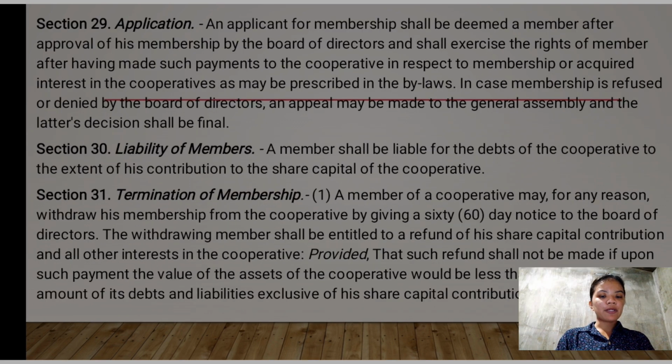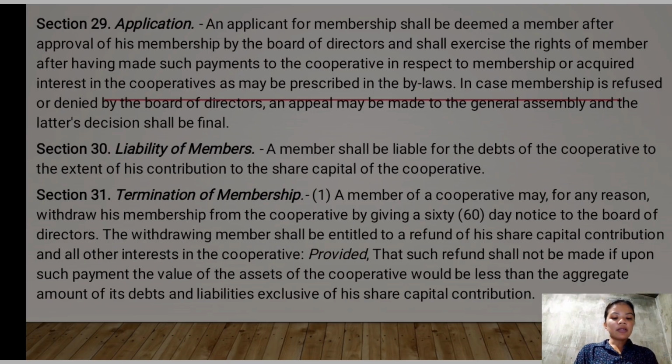Section 29, Application. It outlines the process for membership application in a cooperative. First, an applicant becomes a member after the board of directors approves their membership and can exercise membership rights once they have made the required payments or acquired the necessary interest as specified in the cooperative bylaws. Second, if the board of directors refuses or denies the membership, the applicant can appeal the decision to the General Assembly, whose decision will be final.